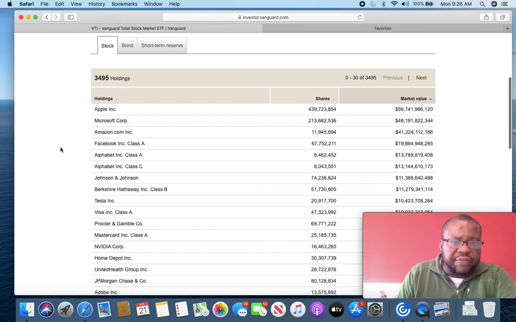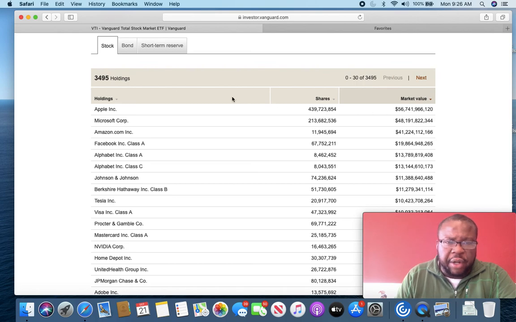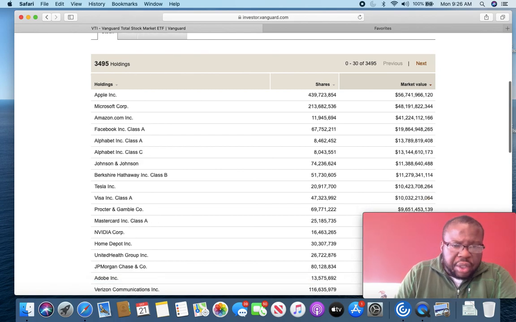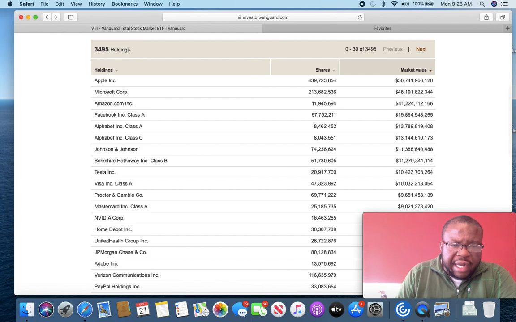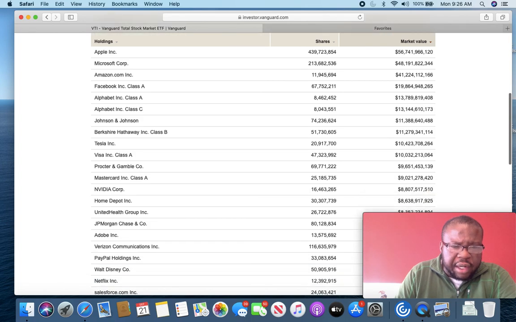So we did the first top 10 already, right? The number of shares the ETF holds and the market value. So Apple, Microsoft, Facebook, Amazon, Alphabet, Johnson & Johnson, Berkshire, Tesla, Visa, Procter & Gamble. In addition, MasterCard, all right? Home Depot, United Health Group, JP Morgan, okay, Verizon.